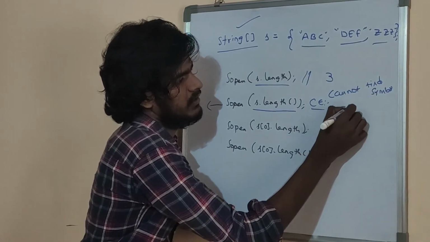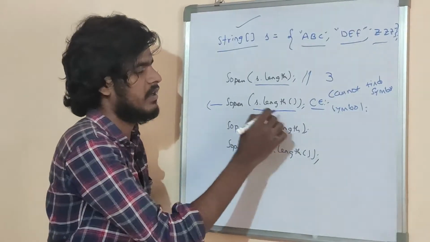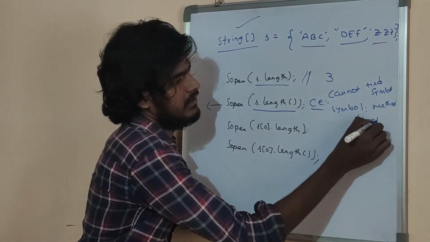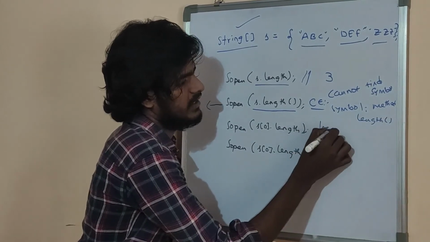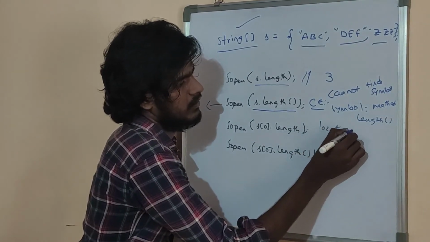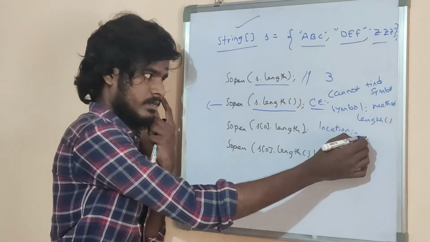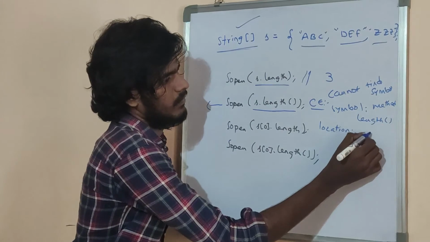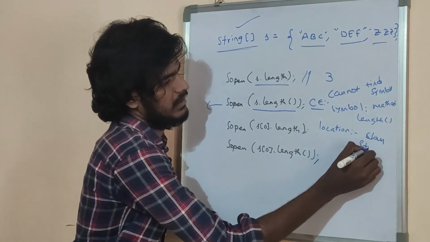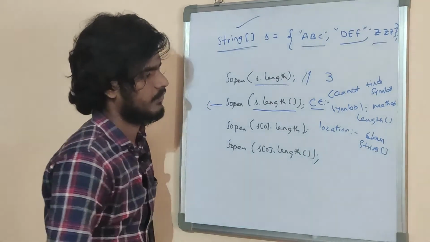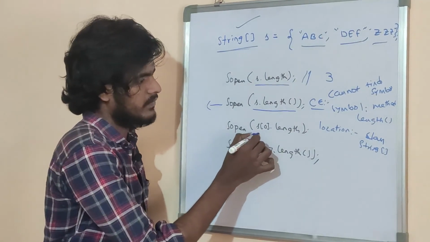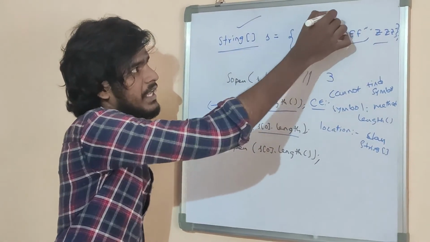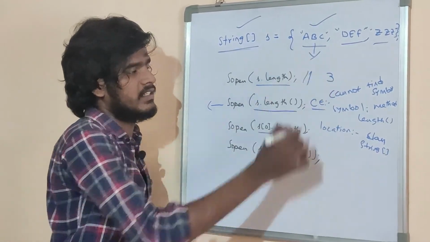Which symbol? Method length. Location: class string array. The next one, s of 0 dot length. s of 0 means abc, it's a string.